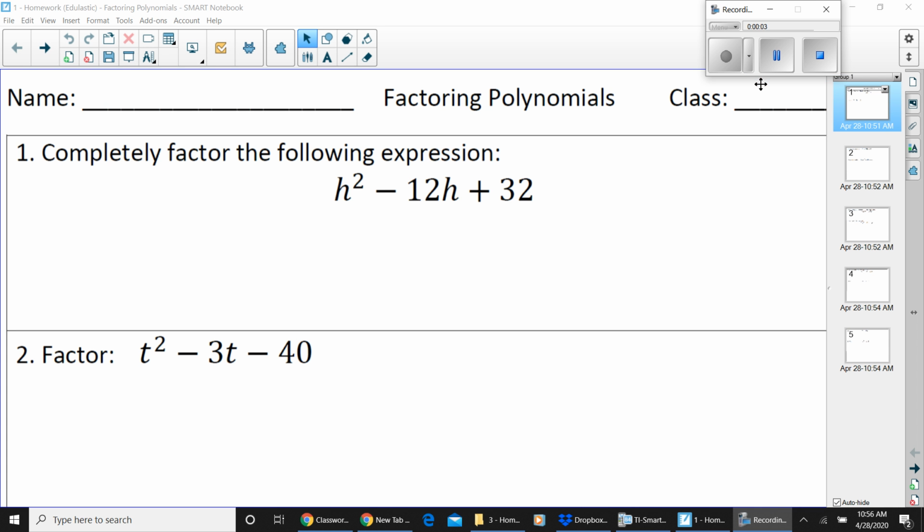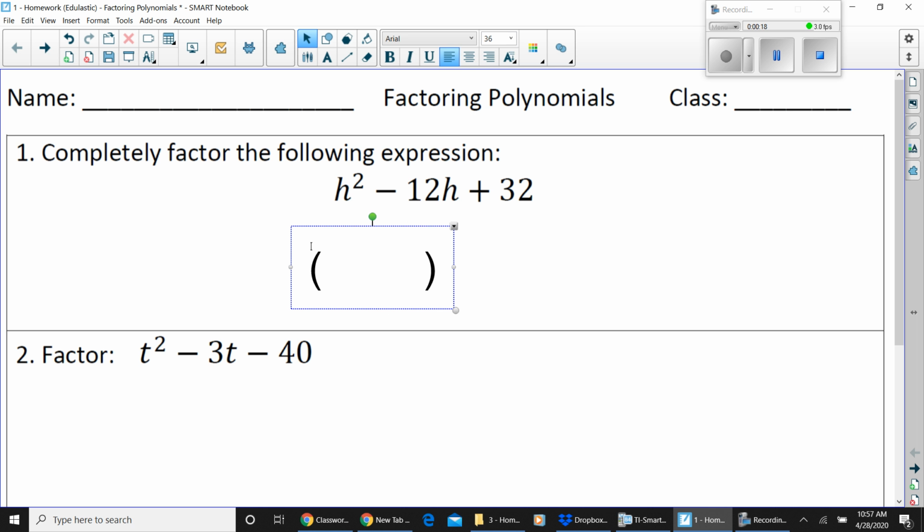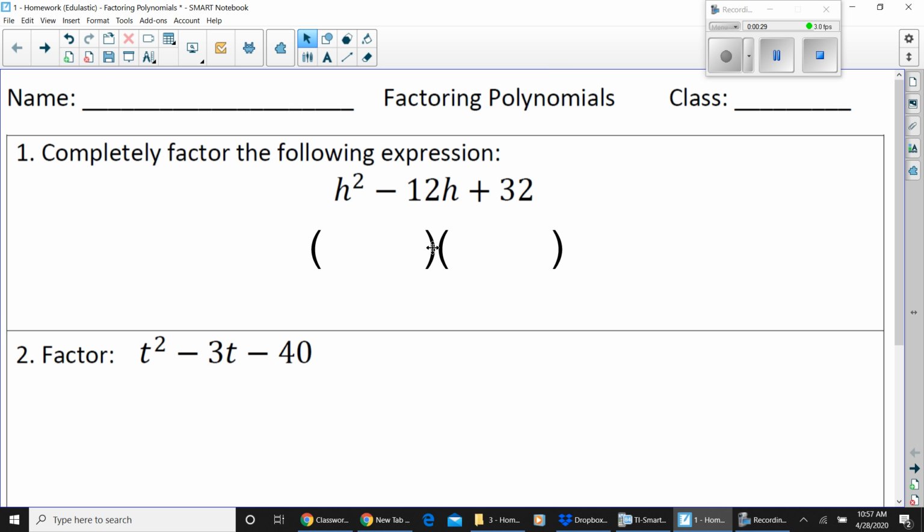So, some factoring polynomial problems in front of you, and this is a trinomial, and it says factor the following expression. Whenever it says factor the following expression, remember, and you have a trinomial, it's usually the product of two binomials. So we are going to focus on this 32.